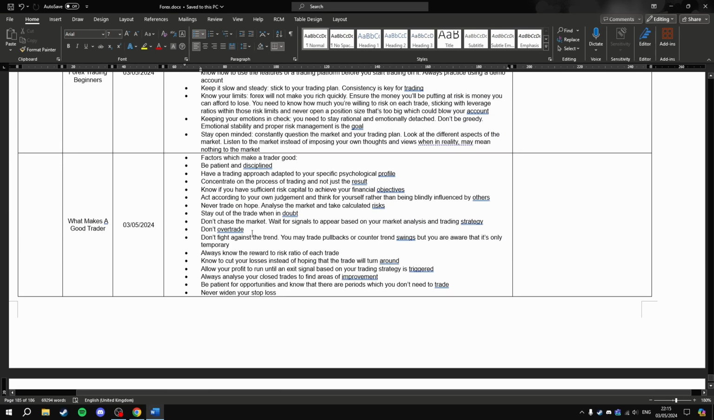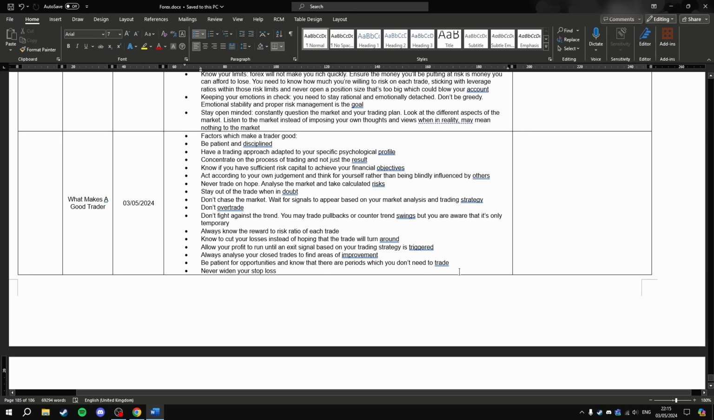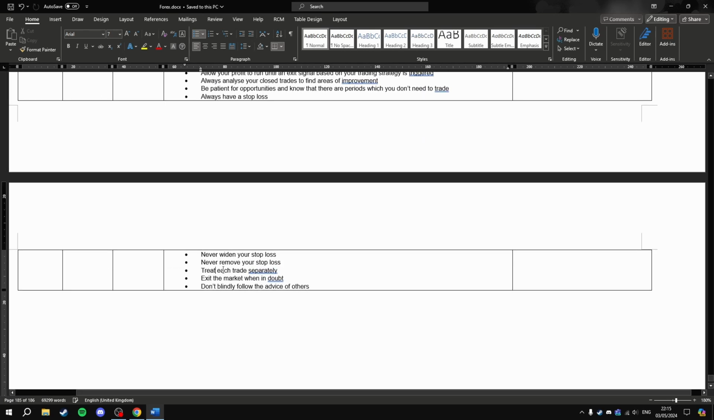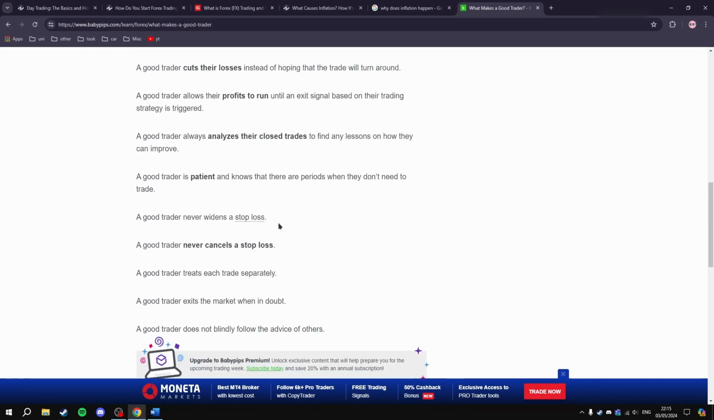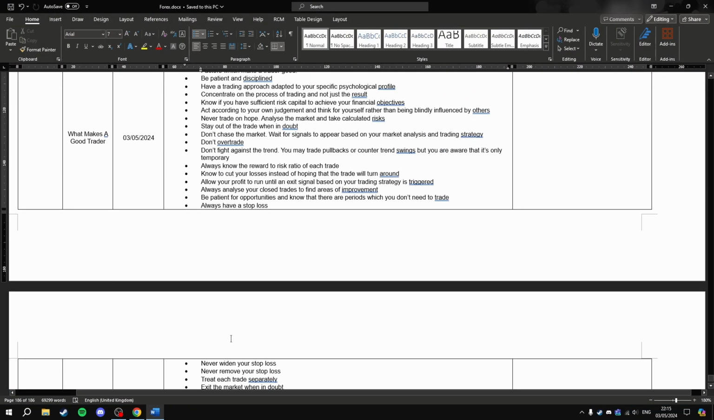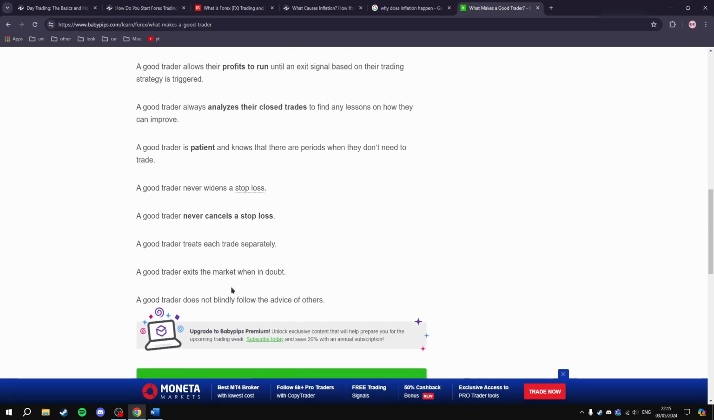Is there an always have a stop loss? Always have a stop loss. Treat each trade separately. Exit the market when in doubt. Don't blindly follow the advice of others. Okay, that's that. Very good.